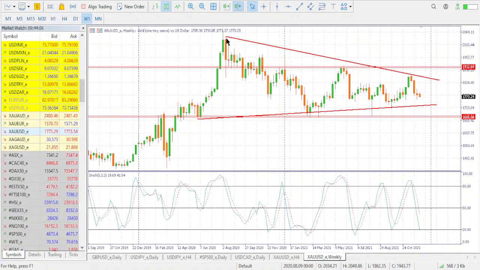So we have our resistance here, we have our resistance here, we have our support here, we have our support here, and then you have our support here. If the price comes down and touches this lower line, and at the same time the stochastic is oversold, then that will give us the ideal place to look for a buy from.